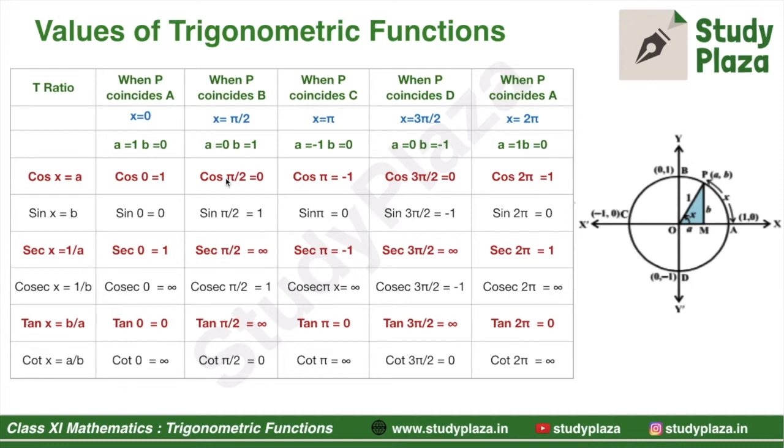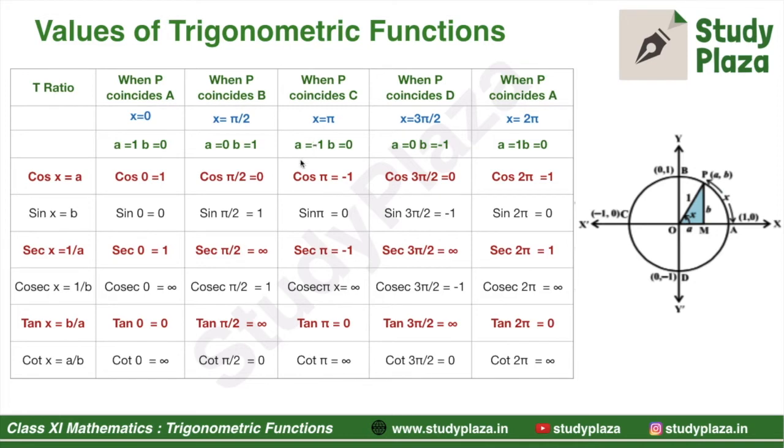So we will again calculate the trigonometric ratios for angle pi by 2. So cos pi by 2 will be 0, sin pi by 2 will be 1, sec pi by 2 will be infinity, cosec pi by 2 will be 1, tan pi by 2 will be infinity, and cot pi by 2 will be 0.